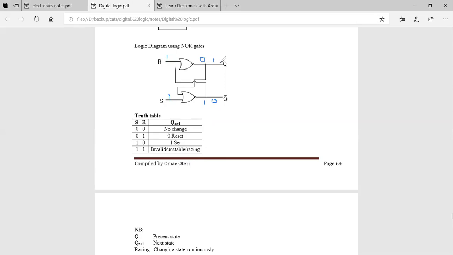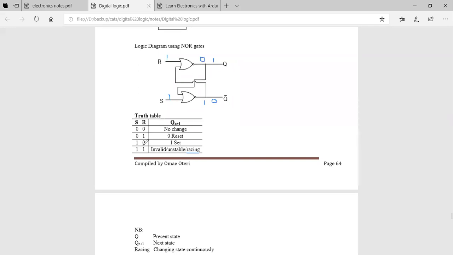So can you see what's going to happen? These two guys will be fighting. I want to be 0, I want to be 1. I want to be 0, I want to be 1. And that's why we have racing. This racing condition is where we have change of state 0, 1, 0, 1, 0, 1, uncontrollably. So it's a condition that we usually have in the RS flip-flop, but the other flip-flops don't have it.